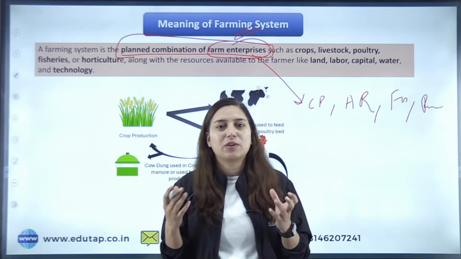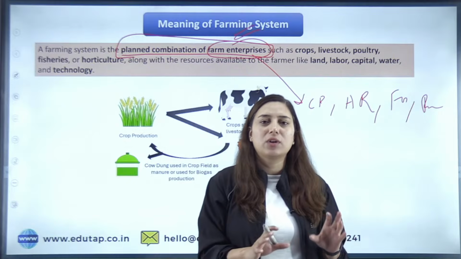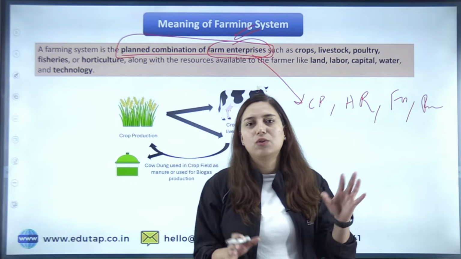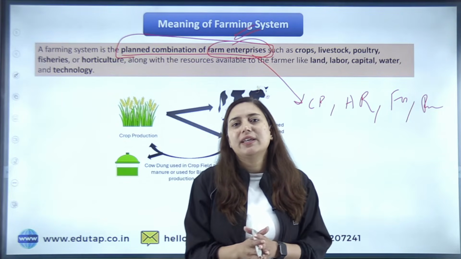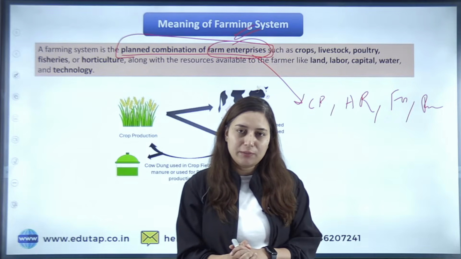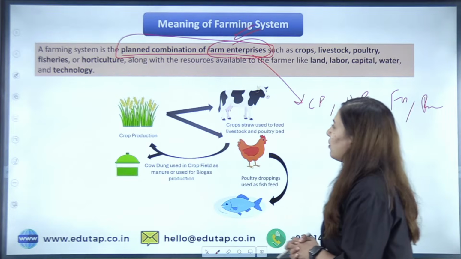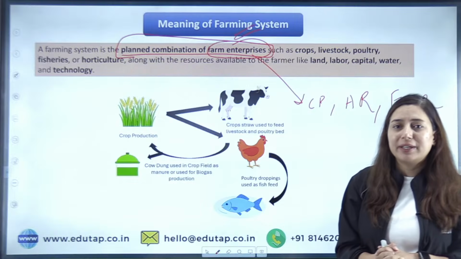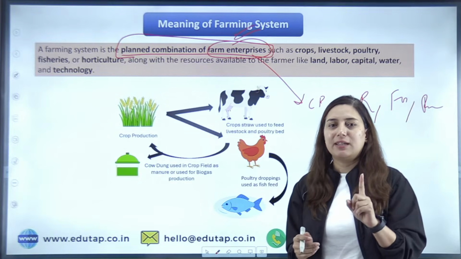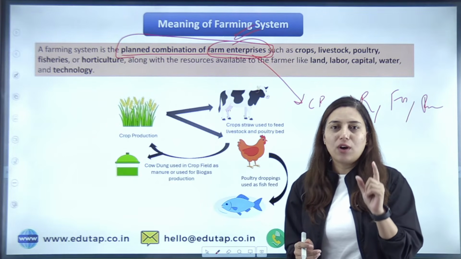It's also about animal rearing. It is also about poultry, piggery, goatry. There are so many activities that can be done by the farmer. Now, when we talk about farm enterprise, what can be a farm enterprise? One activity that is taken by a farmer in his farm is called a farm enterprise.